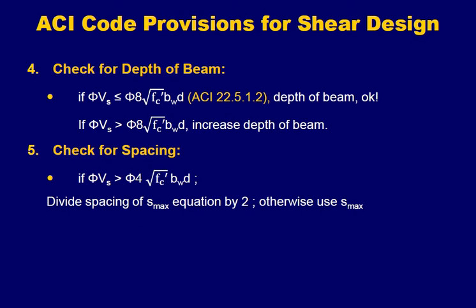So we have seen the three conditions. We compared φVc with Vu and we got three conditions. The fourth is the check for depth of beam. If φVs is less than φ8√fc′bwd, then the depth of beam is okay. If not, then revise the depth of beam. If this is greater, then increase the depth of beam. And the fifth is the check for spacing. If φVs is greater than φ4√fc′bwd, this was 8, this is 4, then divide the spacing of Smax that you got previously by 2, otherwise use Smax. So reduce the spacing if it is not okay.